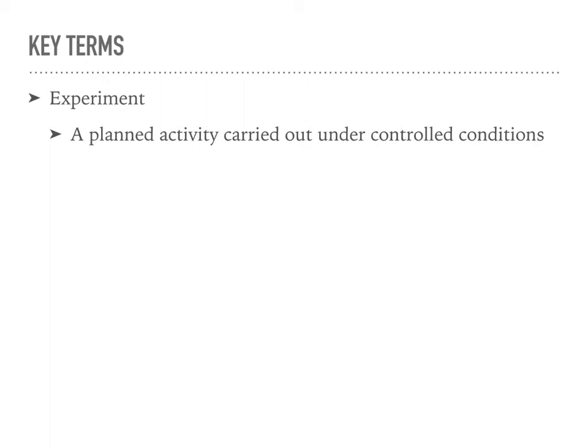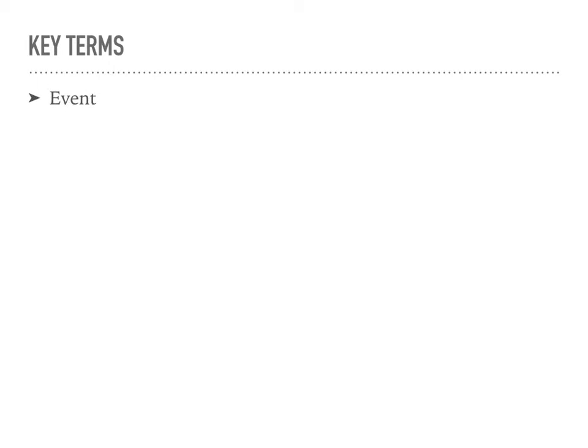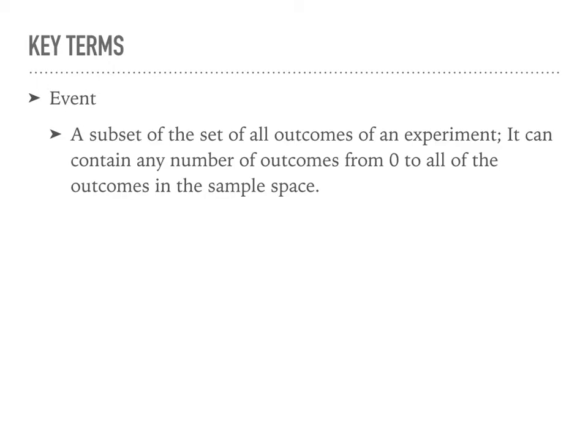An experiment is a planned activity carried out under controlled conditions. Next, we have outcome. An outcome is a particular result of an experiment. Sample space. A sample space is the set of all possible outcomes of an experiment. Next, we have event. Event is a subset of all of the outcomes of an experiment. It can contain any number of outcomes, from 0 to all of the outcomes in a sample space.